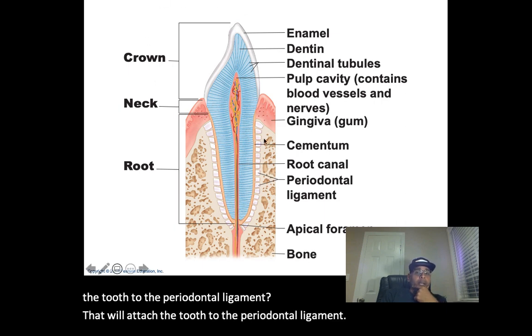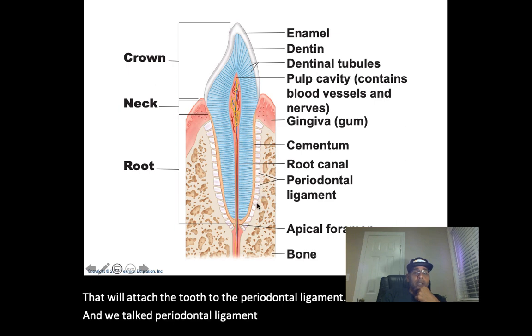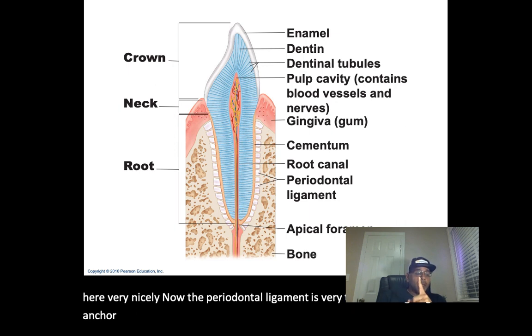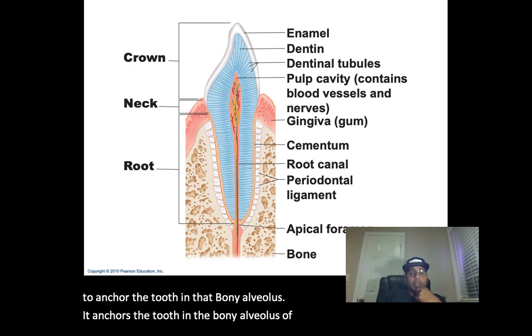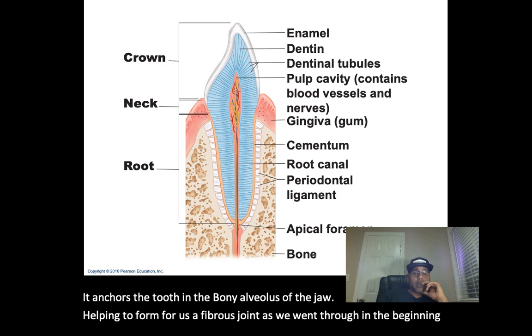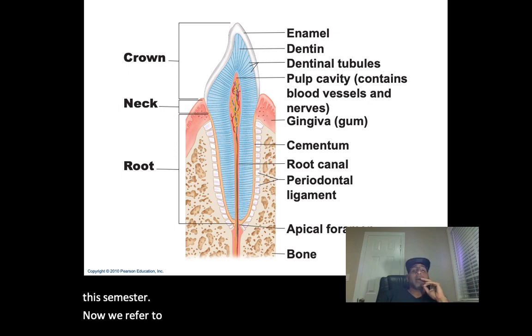Now when we talk periodontal ligament, you can see it here very nicely. The periodontal ligament is very thin, and it anchors the tooth in the bony alveolus of the jaw, helping to form for us a fibrous joint, as we went through in the beginning of the semester. And we refer to this joint as a, very good, gomphosis joint.